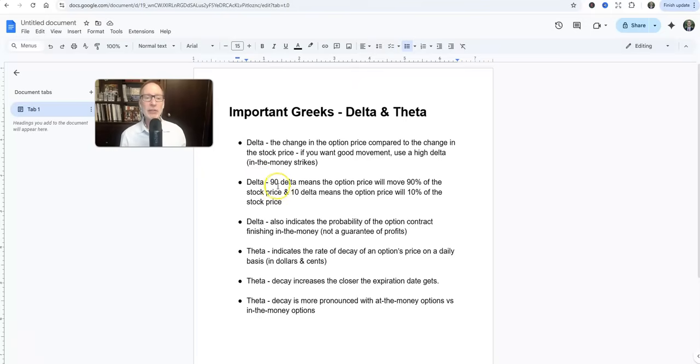The second definition of delta that a lot of people use is the probability of the option being in the money at expiration.